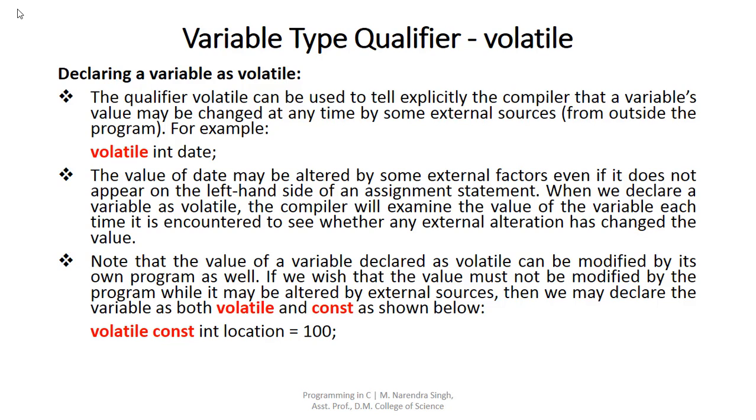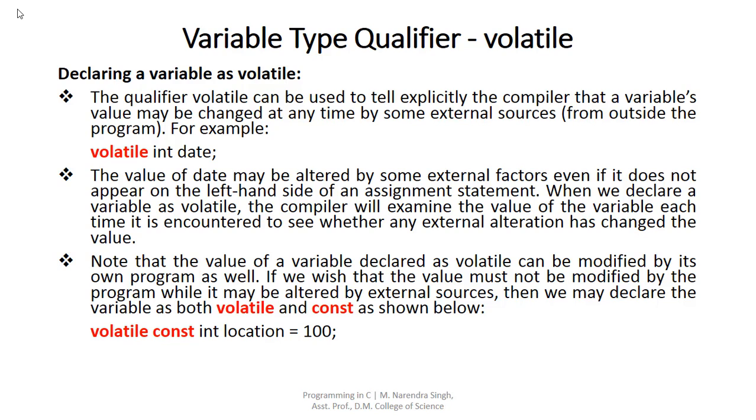For example, the statement volatile int date declares the variable date to be of integer data type, and the variable date has been made volatile, which means the value of the variable date can be modified by some external sources outside the program, even if it does not appear on the left hand side of an assignment statement. When we declare a variable as volatile, the compiler will examine the value of the variable each time it is encountered to see whether any external alteration has changed the value. Note that the value of a variable declared as volatile can be modified by its own program as well.